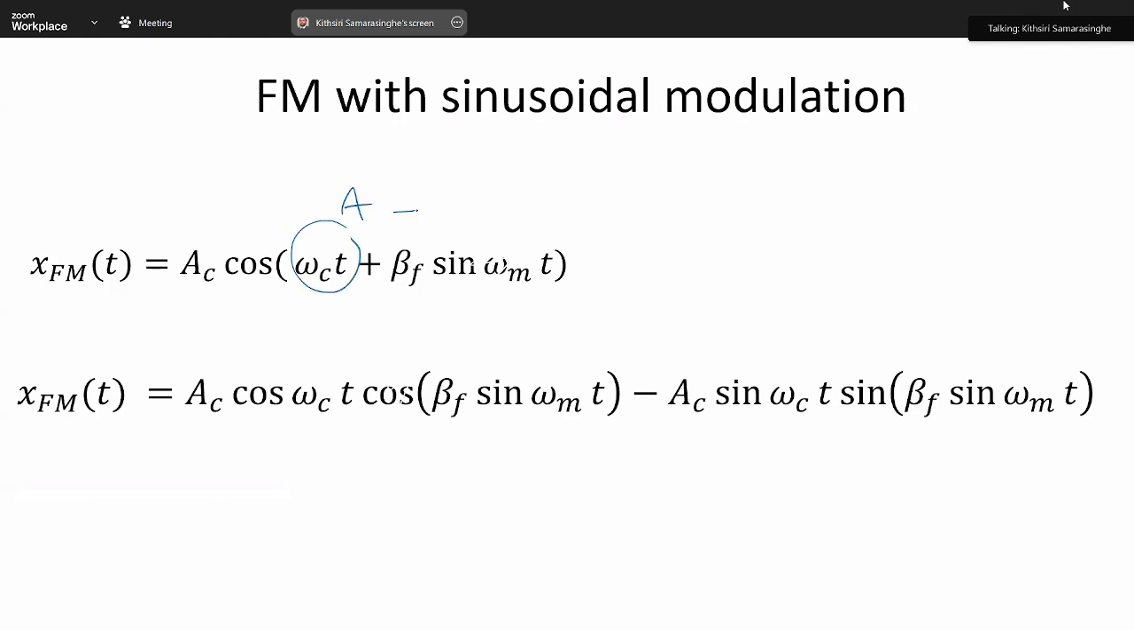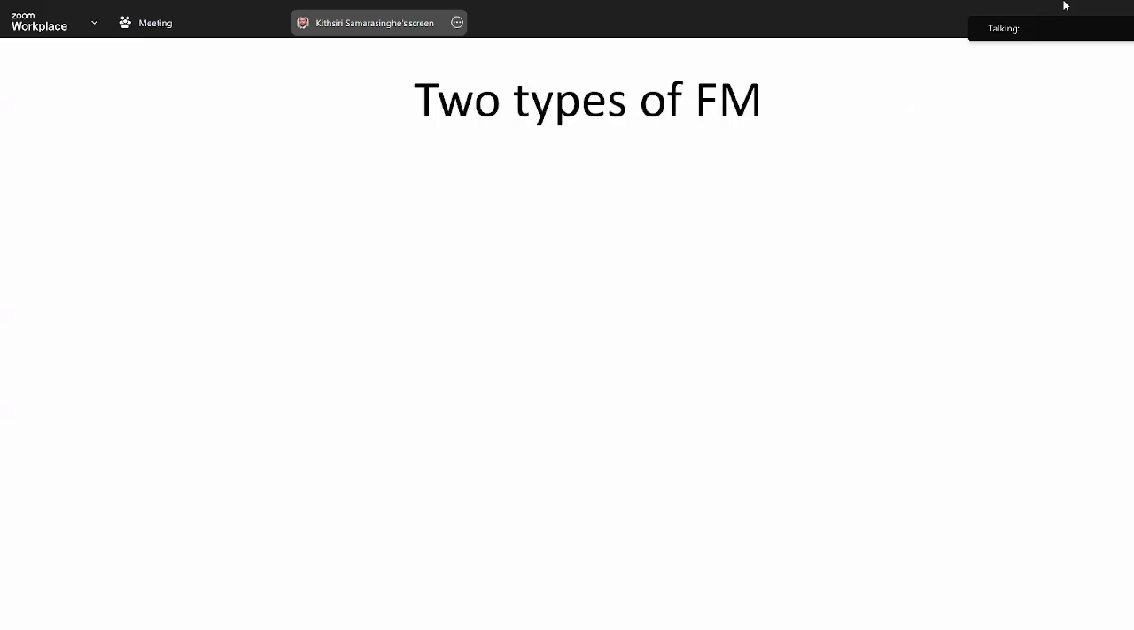Let's say cos A plus cos B. Sorry, cos(theta plus phi), right? It will be cos theta cos phi minus sin theta sin phi. So you expand using the trigonometry of cos(theta plus phi). Then, based on that, we can define 2 types.